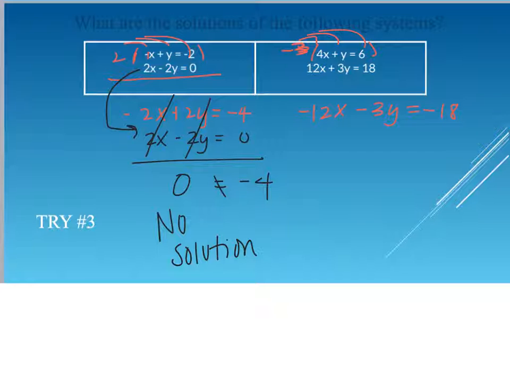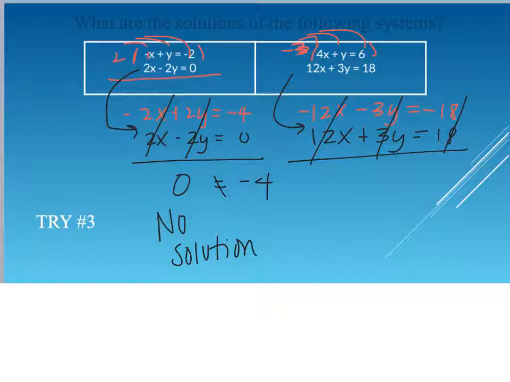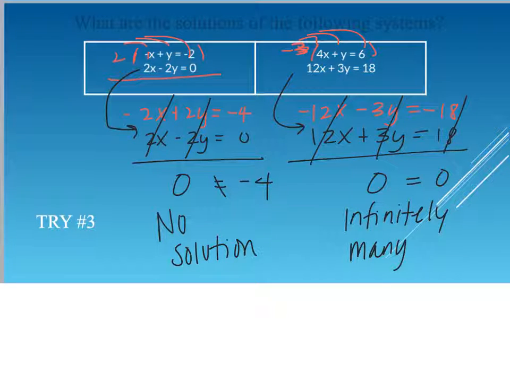Let me go back and switch to my regular one. The second equation, as it was originally written, is 12x plus 3y equal to 18. Again, my x's, my y's, and my number at the end are all gone, and I'm left with 0 equal to 0. If 0 equals 0, that means that the lines are the same, and again, it is infinitely many solutions.